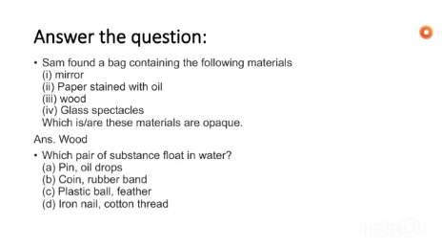The next question that we have is, which pair of substances will float in water? Here are some options. From those options you have to choose and tell me which substances will float in water. As I told you earlier, substances which have less density than water will float. So pick out any one pair. Now till now you have guessed it, I guess. So the correct answer is plastic ball and feather. These are light objects, so they will float in water.